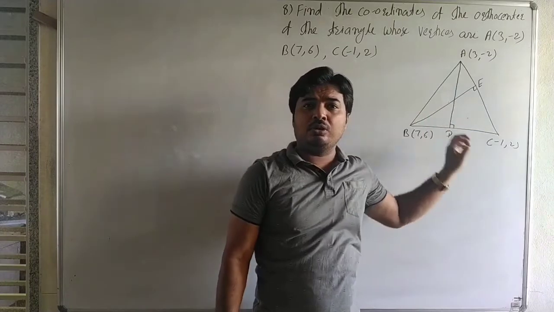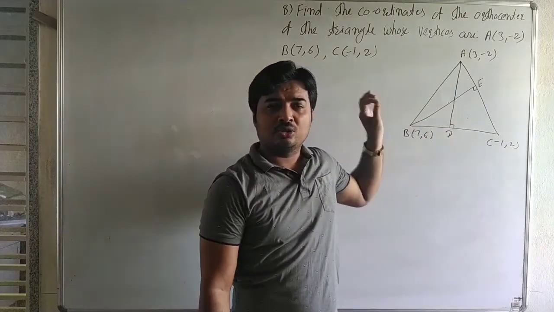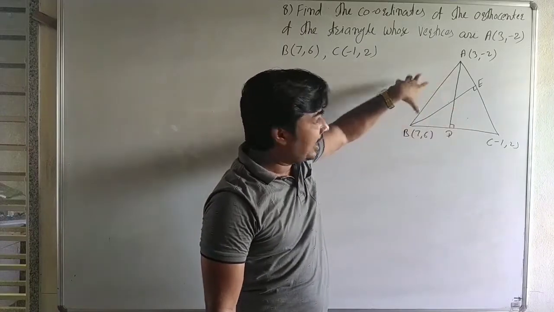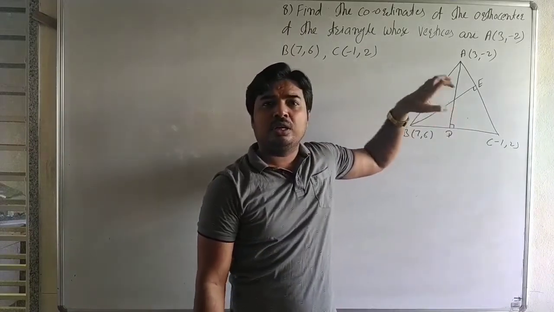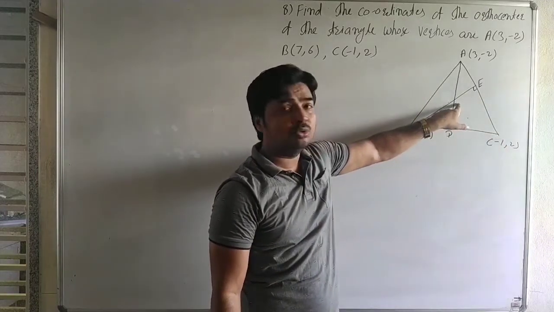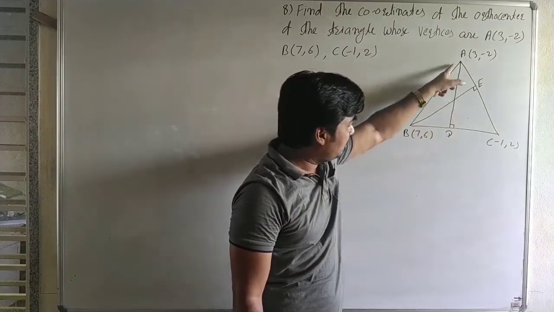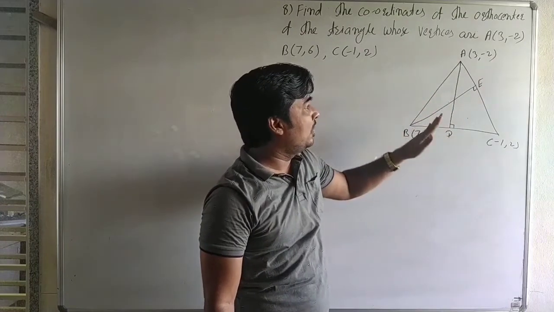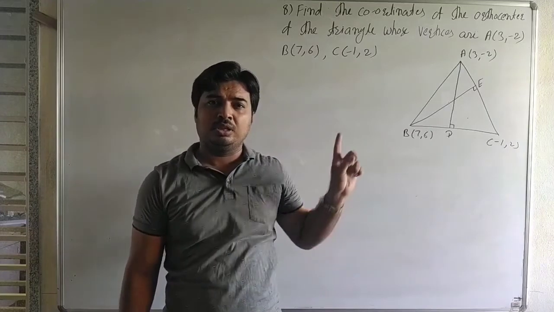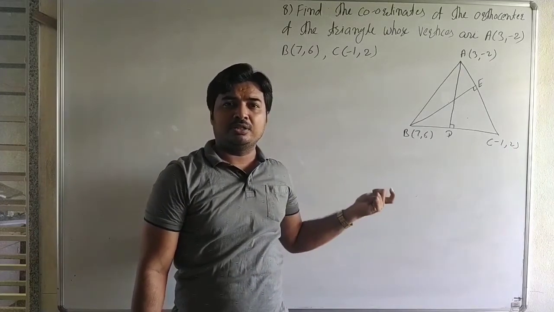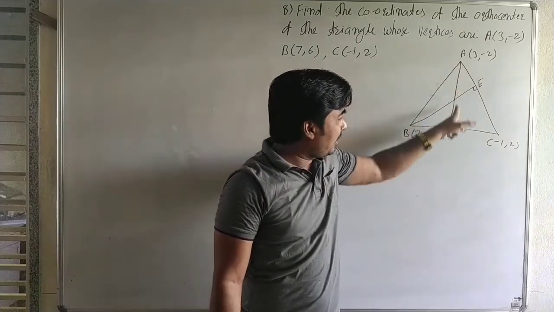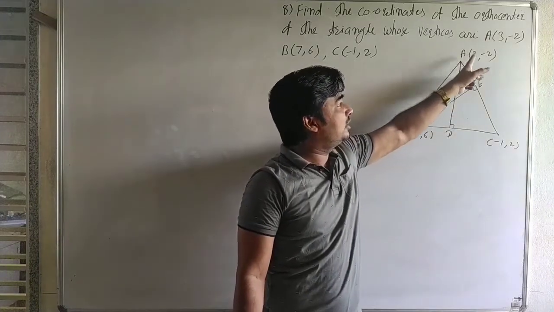The orthocenter is the point of intersection of altitudes. So we know the equations of altitudes of the triangle. We find any two equations of altitudes out of three. Here CF is also an altitude which passes through the intersection. First we find the equation of AD. To find the equation of AD, we know a point and the slope. The line passes through point A, which is (3, -2).